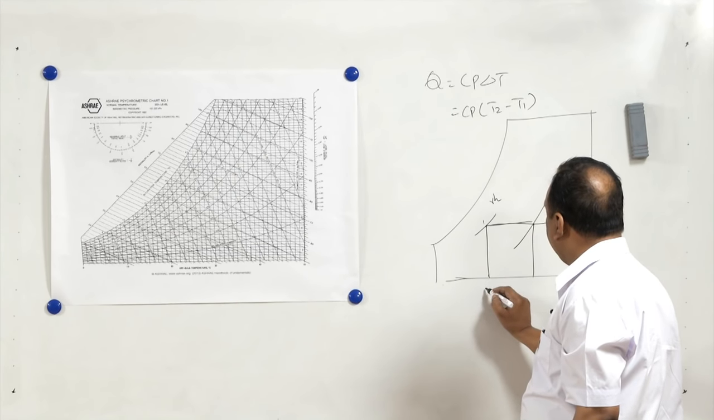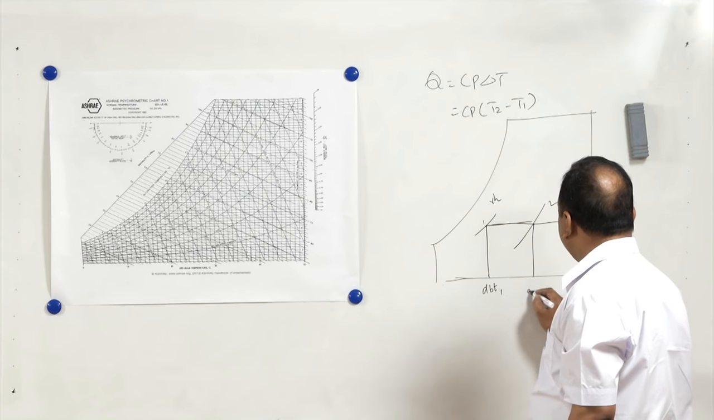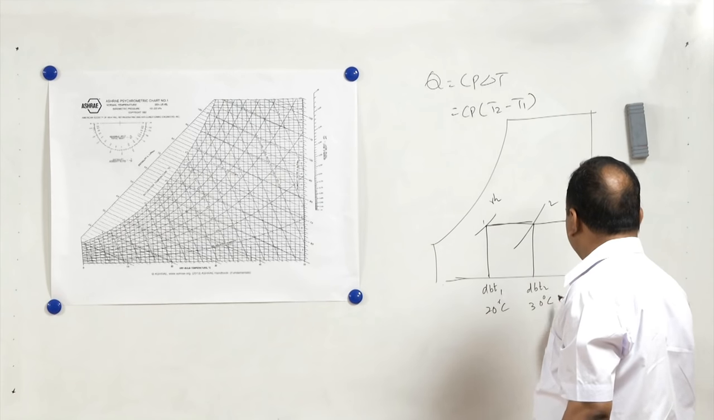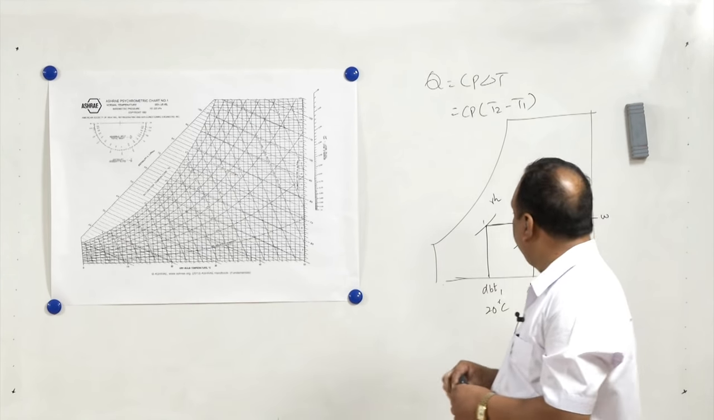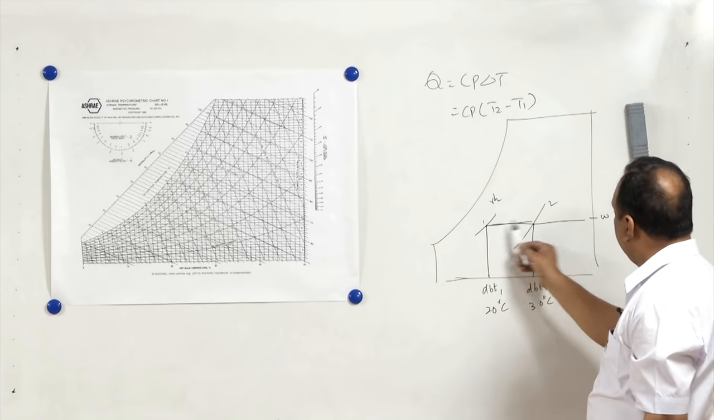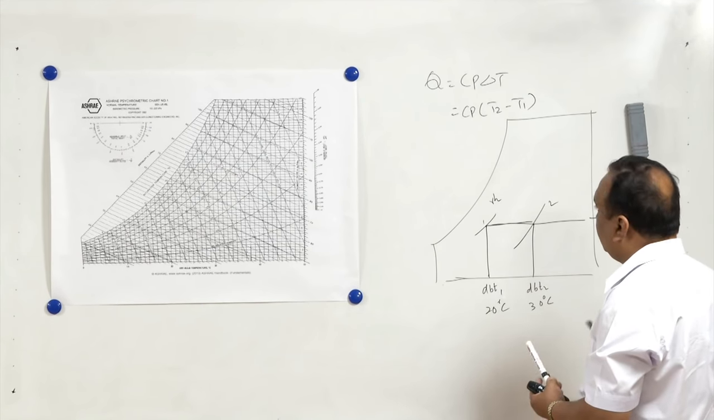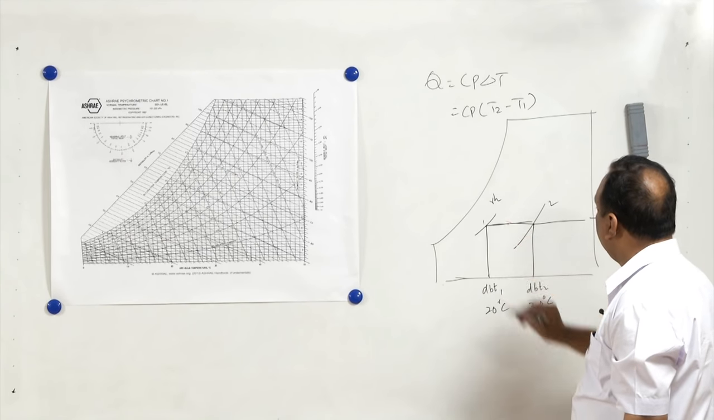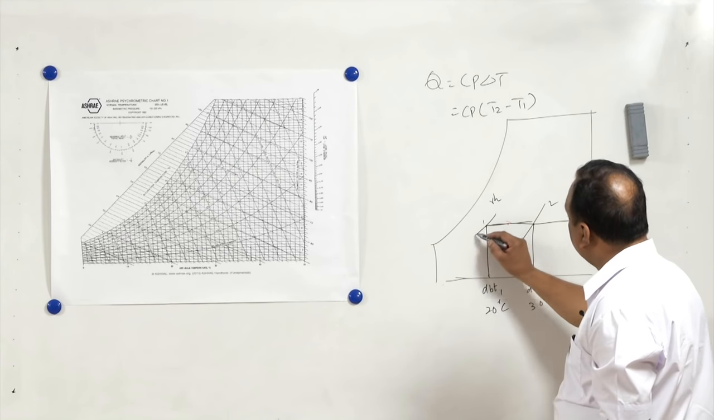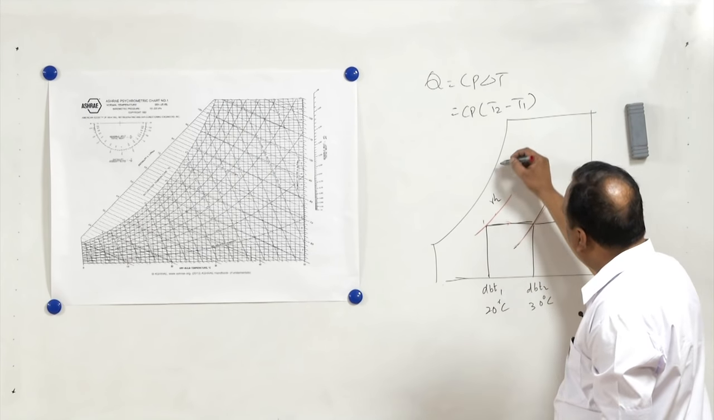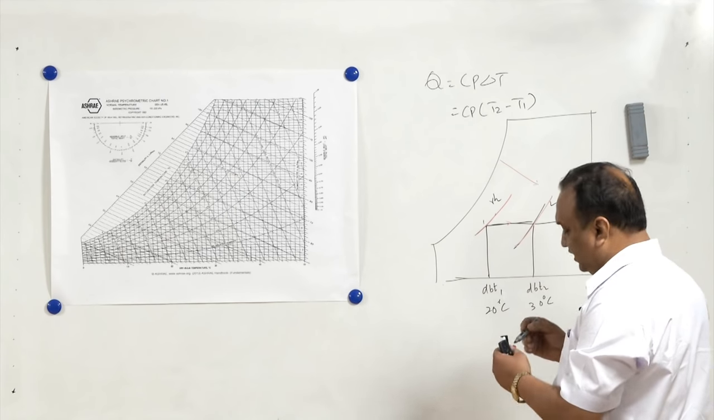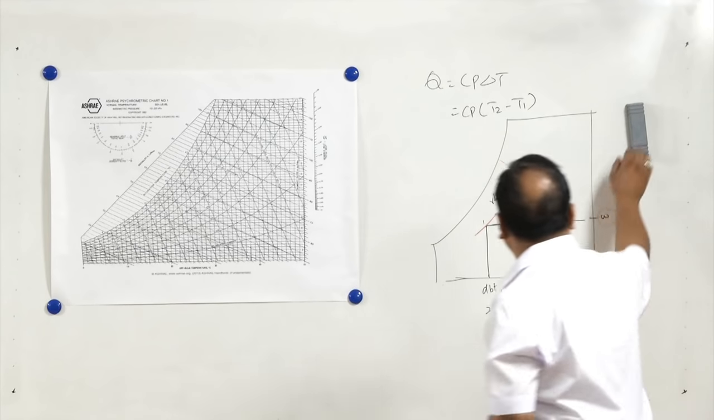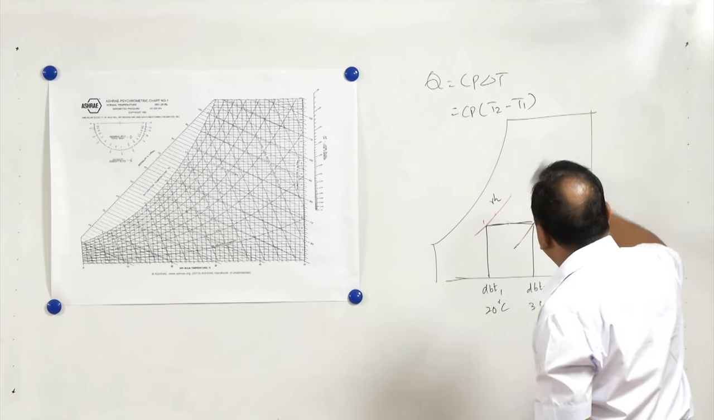This is DBT 1, this is DBT 2. Suppose it is from 20 degree centigrade to 30 degree centigrade. Now, you can see here that specific humidity or humidity ratio has remained constant in this heating process, but the relative humidity has reduced. When we are moving in this direction, the relative humidity gets reduced. So, in sensible heating, the relative humidity got reduced.